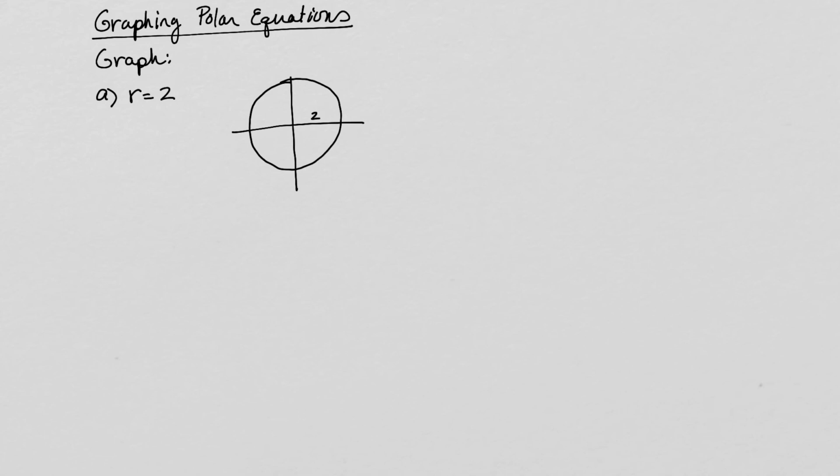You could square both sides. So if r is equal to 2, r squared is going to be equal to 2 squared, or x squared plus y squared is going to be equal to 4, right? Remember, that's the equation of a circle. So anytime you have r just equal to a number, it's always going to be a circle of that radius, whatever that radius is.